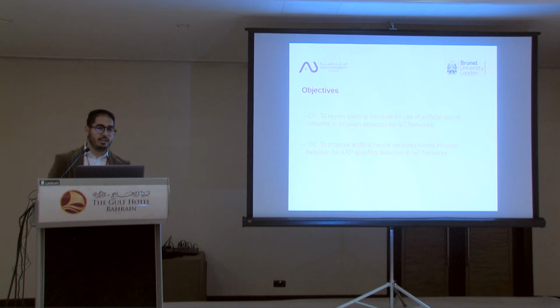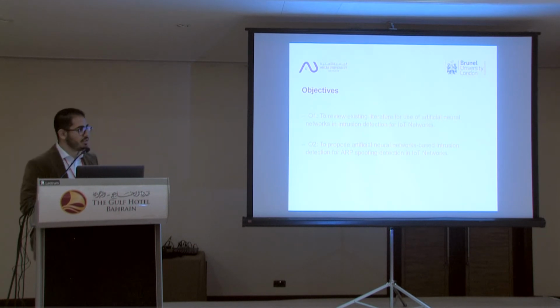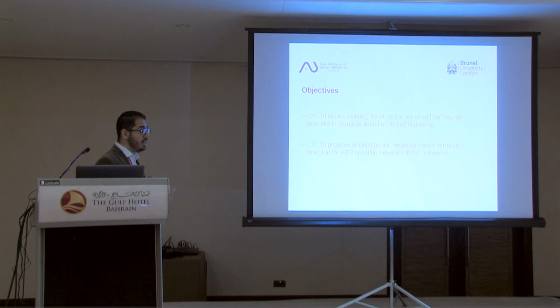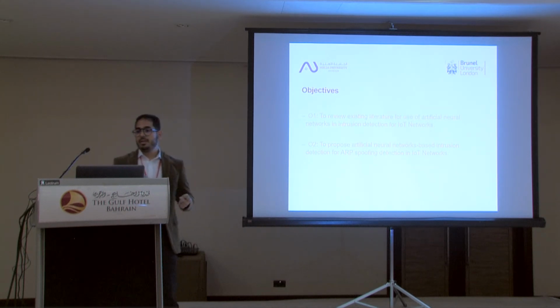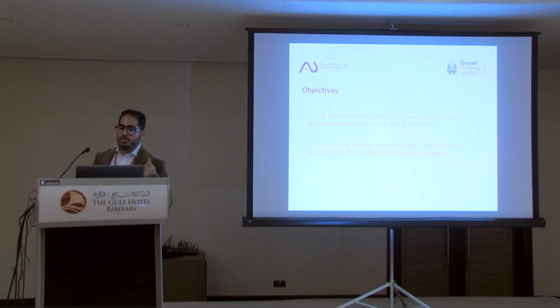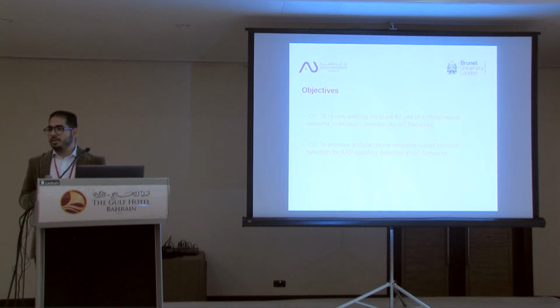So the objectives, what am I trying to achieve here? The first one is to review the existing literature regarding that topic of research. The second one is to propose a new approach or a new method using artificial intelligent neural networks in detecting ARP spoofing attacks.